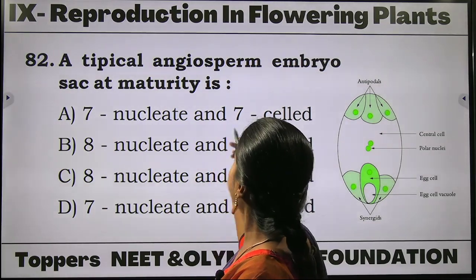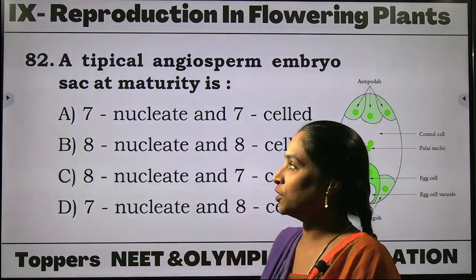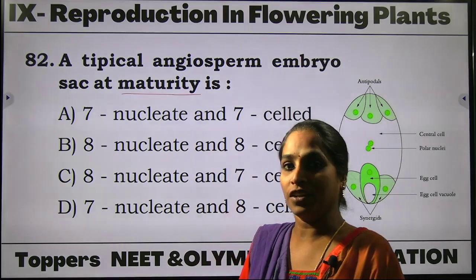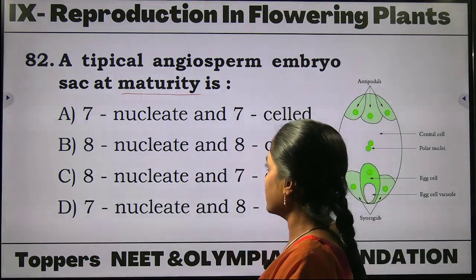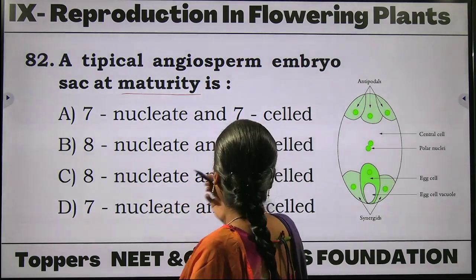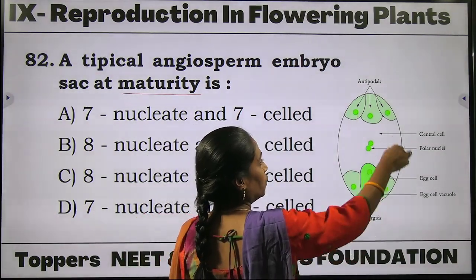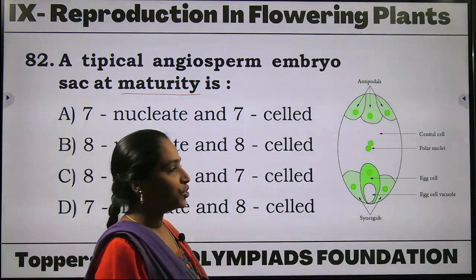A typical angiosperm embryo sac at maturity. After maturity, a typical embryo sac contains how many cells and how many nuclei, he is asking. Before going to the options, first let us see the picture which is given over here. This is the mature embryo sac which can be seen in the angiosperms.